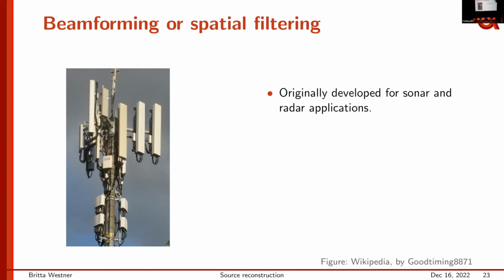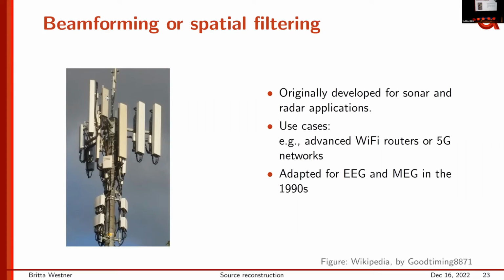So beamforming was actually originally developed not for neuroscience, but for sonar or radar applications, I think sometime between the 50s and the 70s. And there are many use cases of that. For example, for advanced Wi-Fi routers or for 5G networks, beamforming is used. And it was adapted for EEG and MEG in the 1990s.